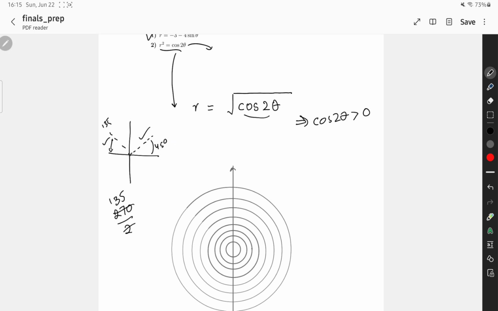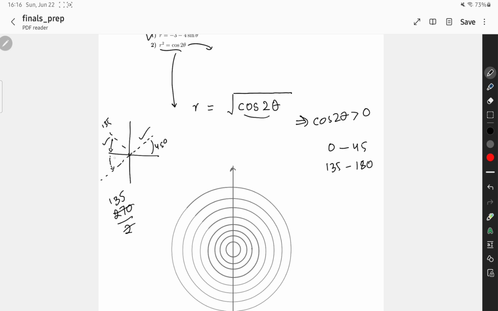So in a sense, if we're assessing the domain of theta here, theta should go from 0 to 45, and then 135 to 180. Now theta can go a little more, so you can have 180, because theta keeps on going, so there's no restraint on theta or 2 theta.